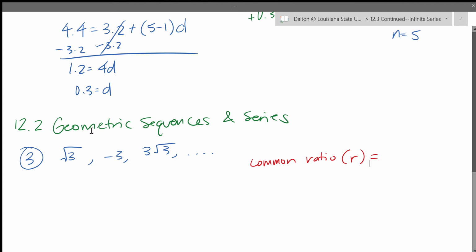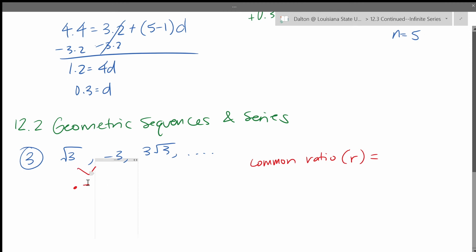Anytime you jump from positive to negative, or vice versa, your common ratio will definitely have to be a negative number, because that's what makes it go from positive to negative. Then that negative times another negative gets back to a positive. So it's got to be negative.